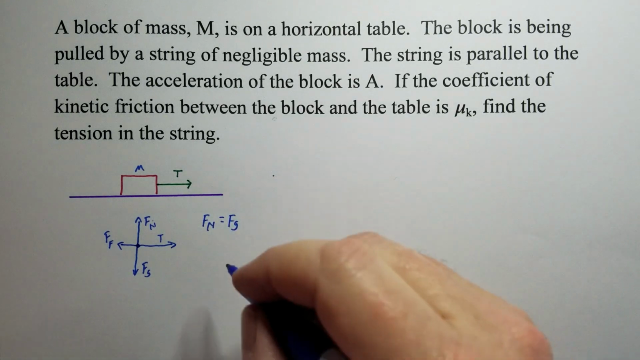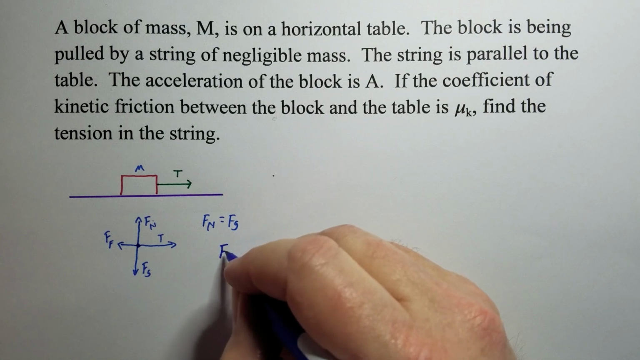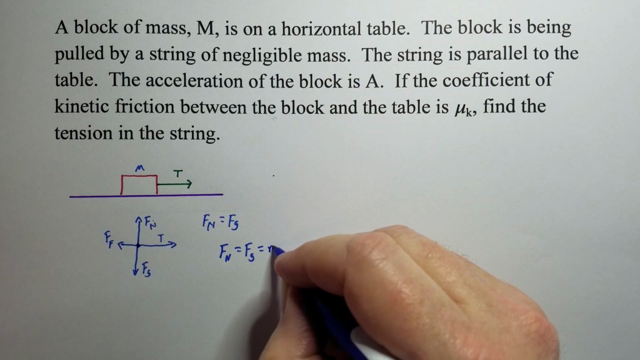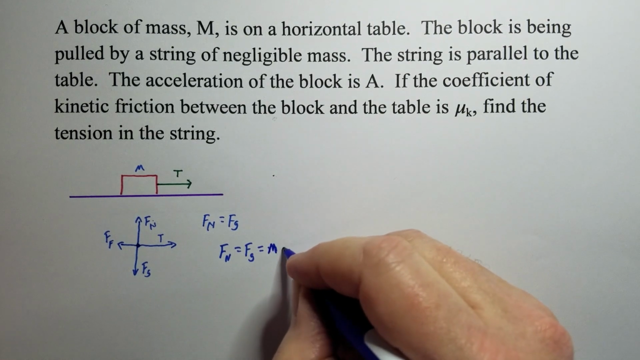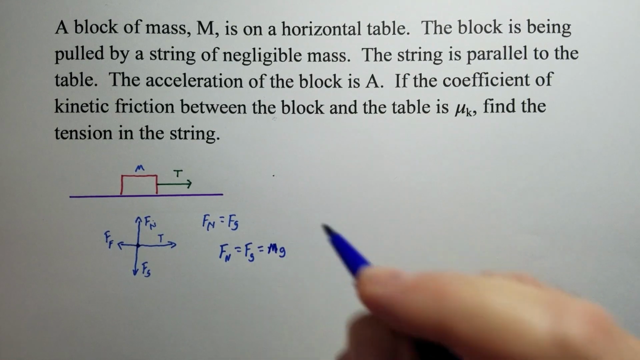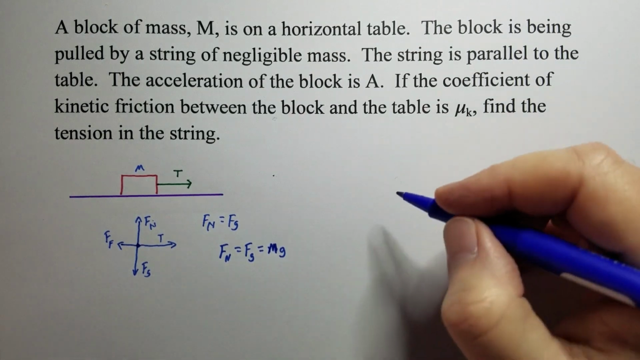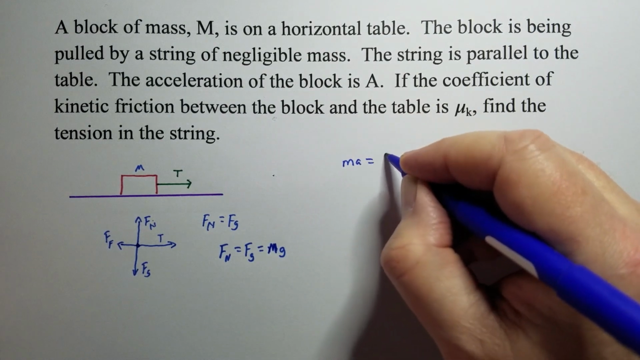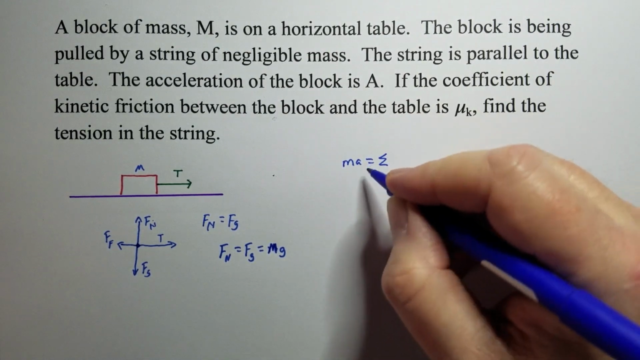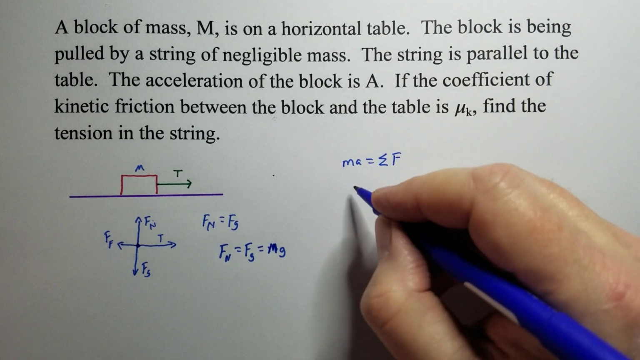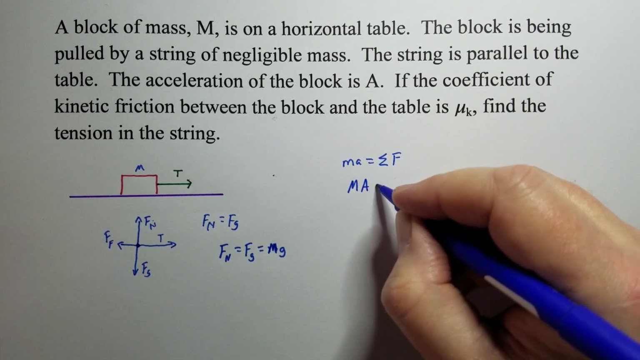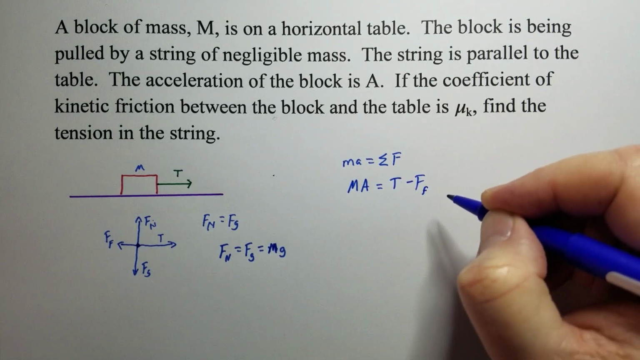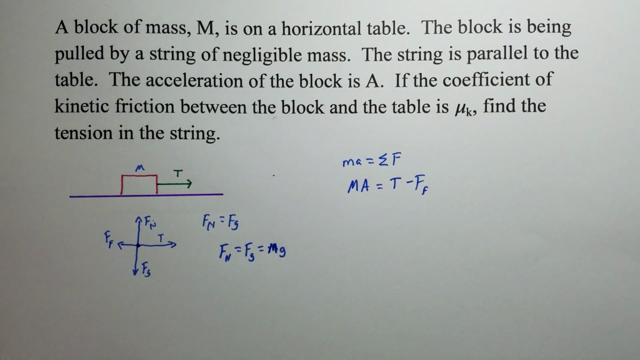And so that lets us know that the normal force is equal to the magnitude of gravity, which is mass, in this case capital M, times 9.8, which is g. So we're just going to leave things symbolically. So MA is the sum of all forces affecting the motion of the object. So that would be MA equals the tension minus the force of friction.